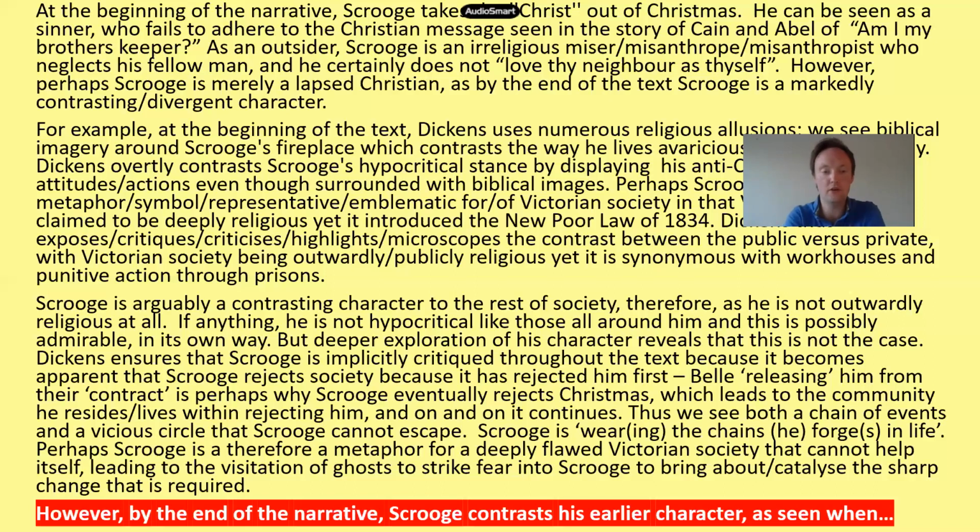Now, I pause there because the line at the bottom of the screen, highlighted in red deliberately, is one which we can only really answer fully when we have read the rest of the text. So one method of contrast is to look at Scrooge at the beginning of the text and consider how he has evolved, transformed, altered, dramatically changed from the beginning of the text to the end of the text.